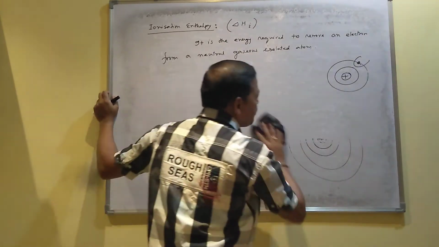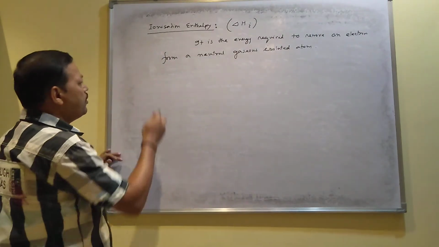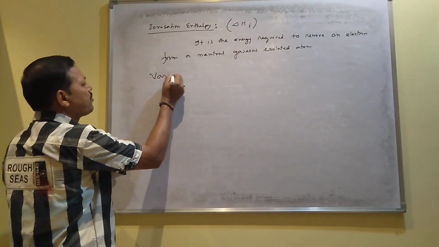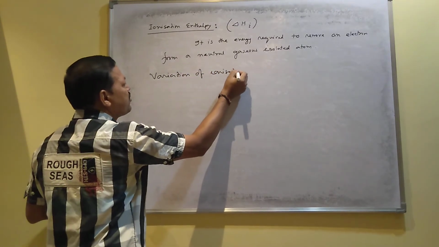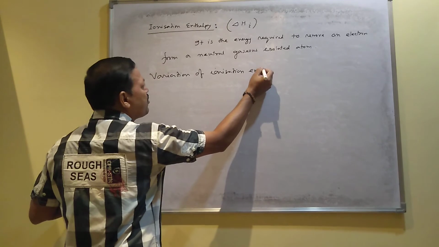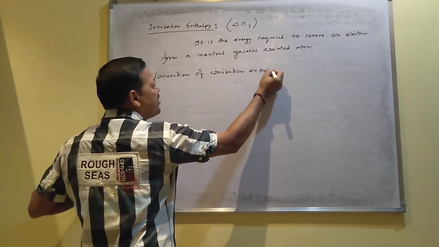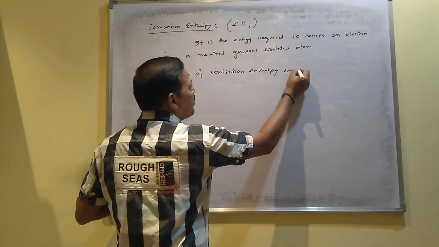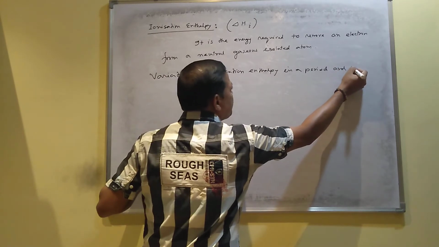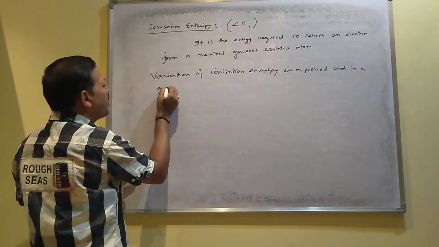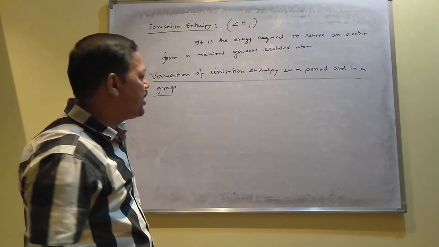Now, variation of ionization enthalpy in a period and in a group. How does it change in a period and in a group?